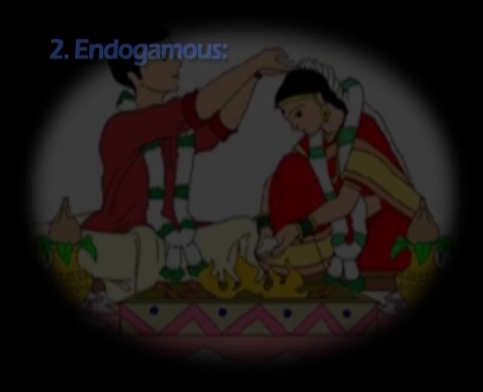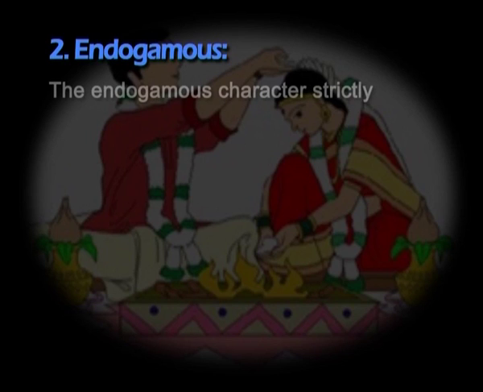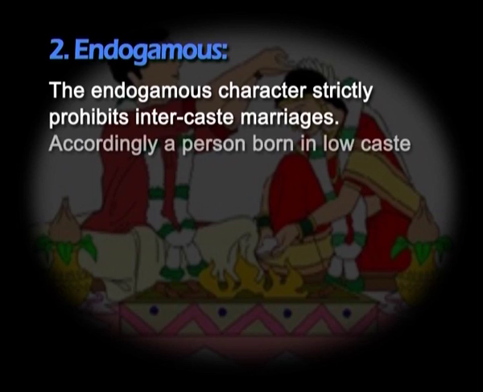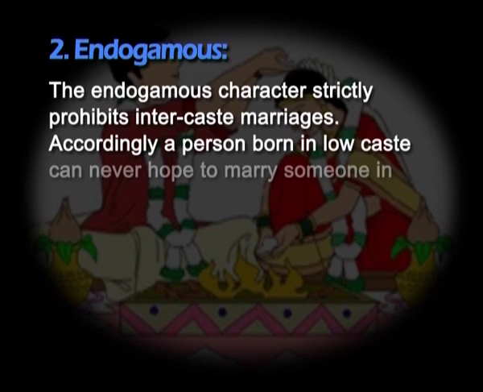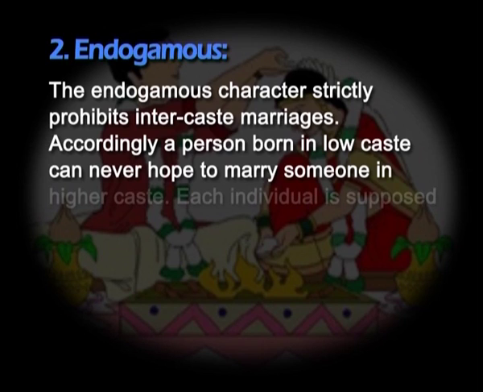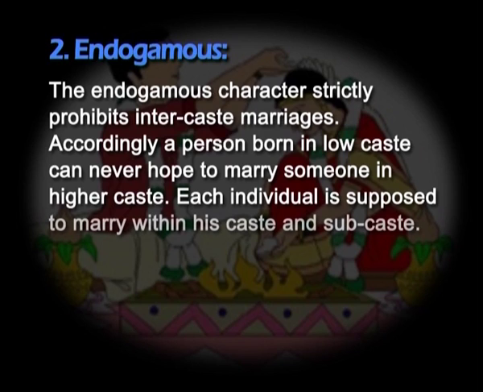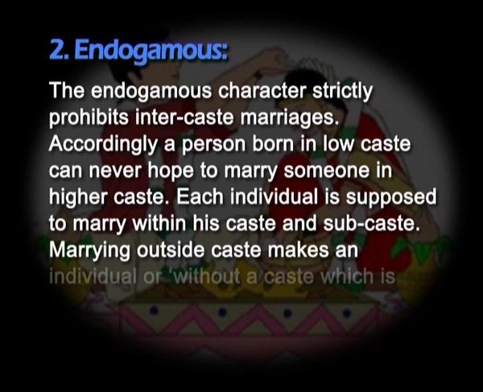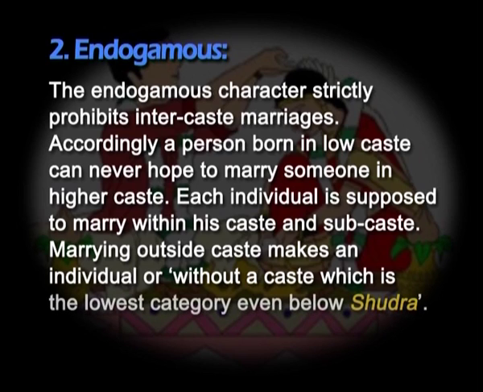Number 2. Endogamous. The endogamous character strictly prohibits intercaste marriages. Accordingly, a person born in a low caste can never hope to marry someone in the higher caste. Each individual is supposed to marry within his caste and subcaste. Marrying outside caste makes an individual an outcaste, or without a caste, which is the lowest category, even below Shudra.